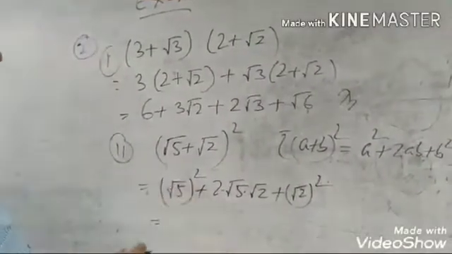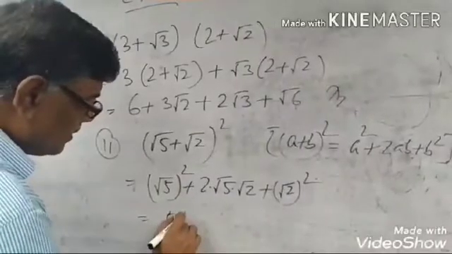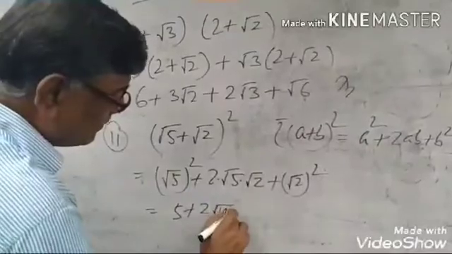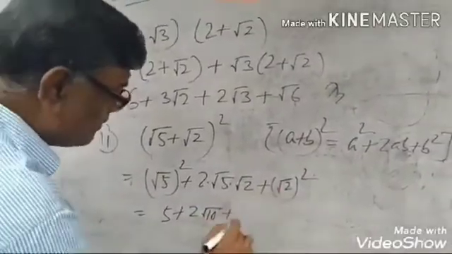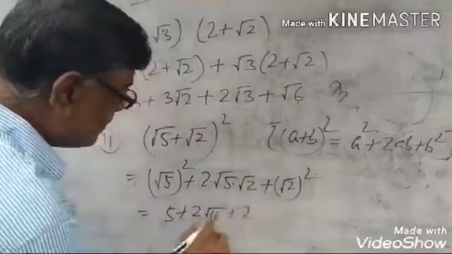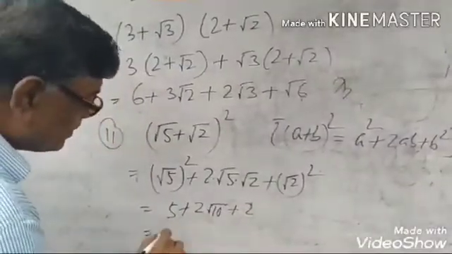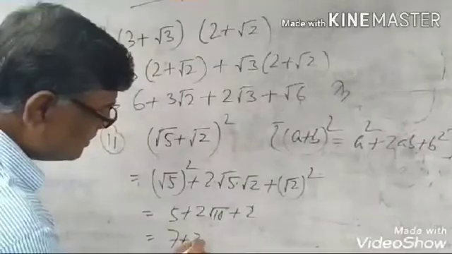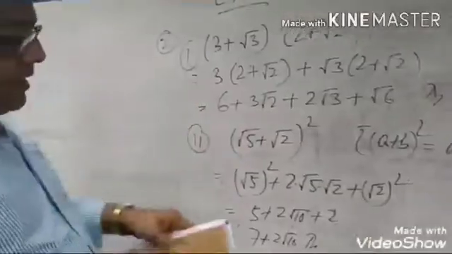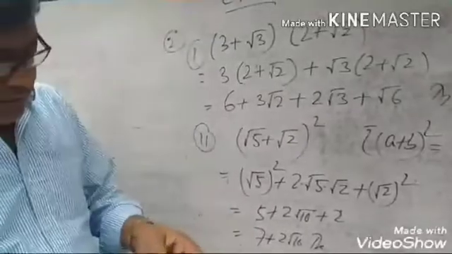Under root of 5 whole square means 5, plus 2 under root of 5 into under root of 10, plus under root of 2 whole square means 2. So 5 plus 2 is 7, 7 plus 2 root 10. This is the answer. Okay? We will do the remaining sums by the same method.